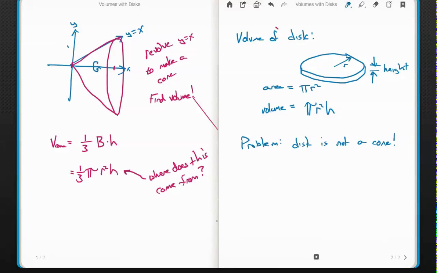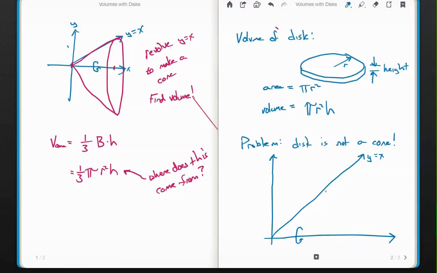So I've got my original function. Well, I've got my original cone. And my cone starts with a line that goes like this, and for now I'm going to say y equals x. I'm going to split it up into a bunch of little disks. I'm going to rotate this around, right? So it gets rotated around like that, and I'm going to make it into a bunch of little disks.